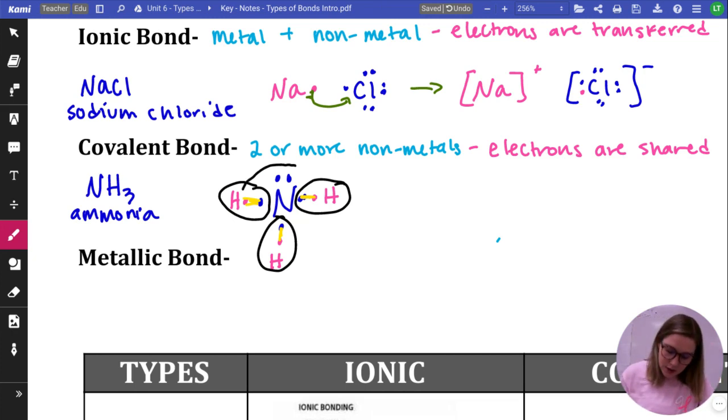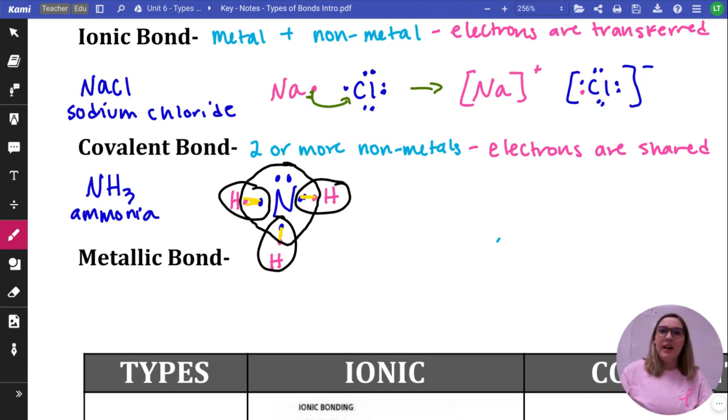Then our nitrogen also is sharing those electrons too, so it ends up with 2, 4, 6, 8 valence electrons around its outer shell. 8 valence electrons is noble gas configuration, so it's going to be stable and full as well. So that's why covalent bonding works, because basically the whole premise of covalent bonding is that they share electrons so that everybody gets a full valence shell of electrons.